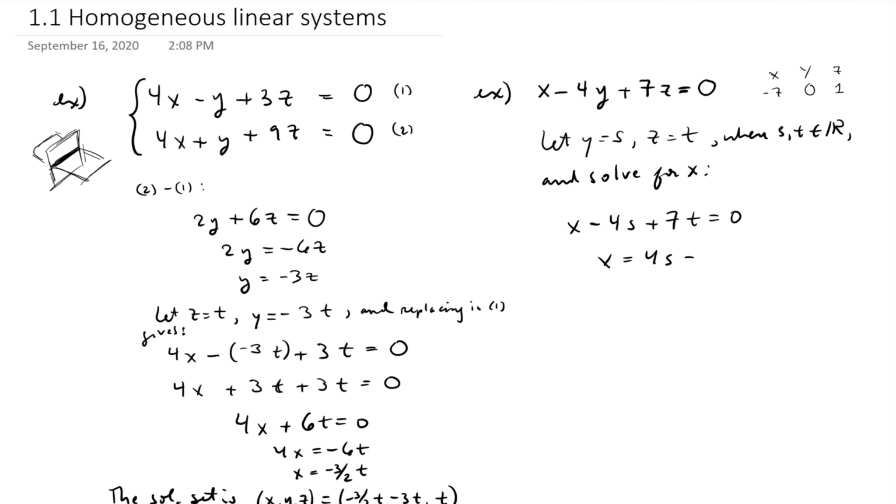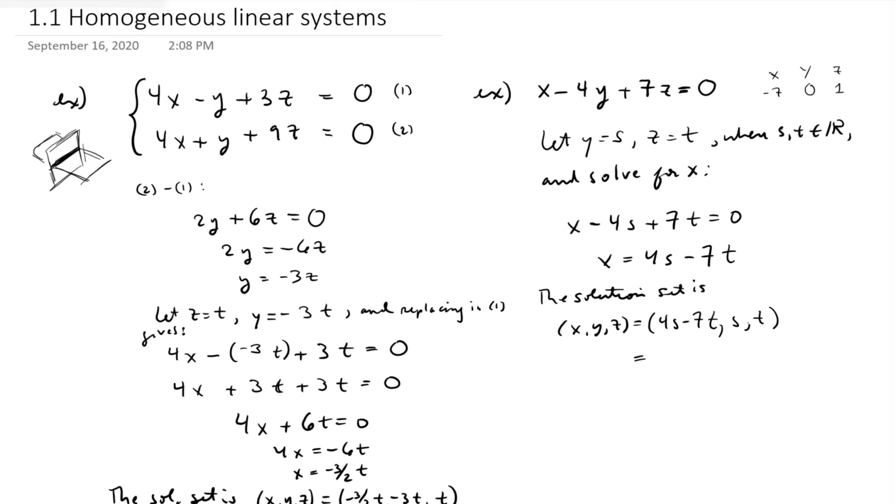I tend to write the same thing for 7 and z, which annoys me. Okay, like that. This is x. So the solution set is going to be x, y, z equal to 4s minus 7t for x, s for y, and t for z.